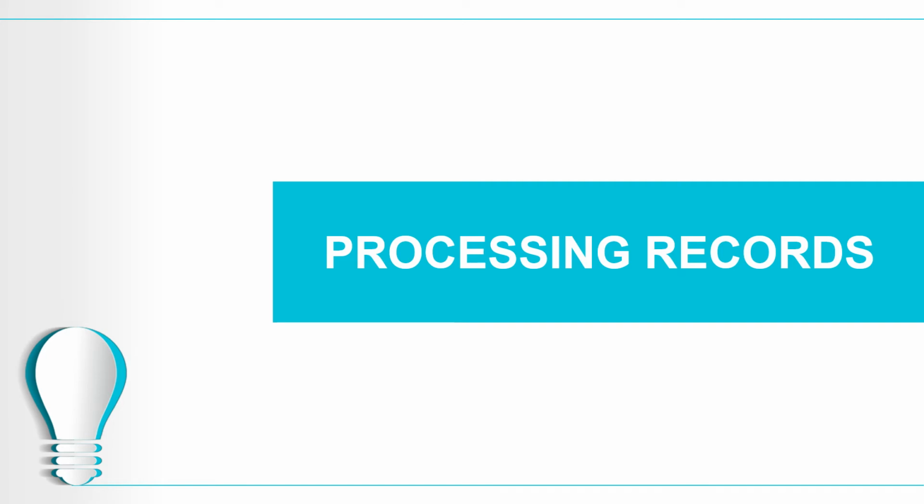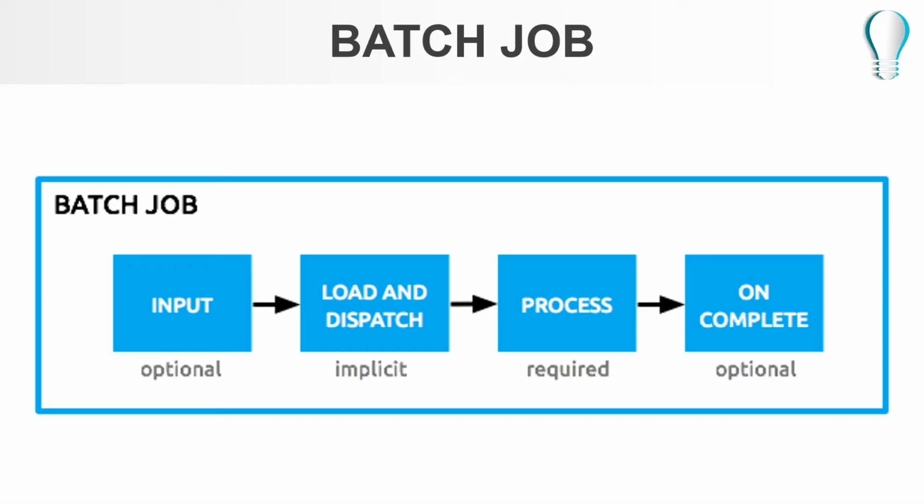Hi there, welcome back. In this lecture, we are going to talk about processing records. We have seen that in our normal event flow, whenever a new trigger is received by your event source, it flows through the complete process and the process ends.